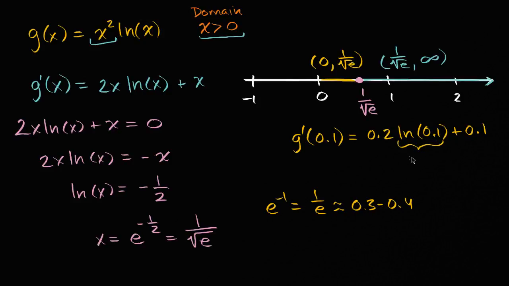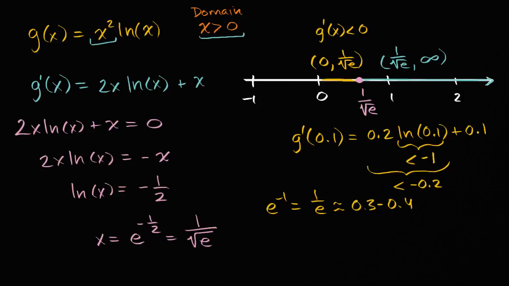So this is going to be less than negative 1. If this is less than negative 1 and I'm multiplying it times 0.2, I'm going to get a negative value that is less than negative 0.2. And if I'm adding 0.1 to it, I'm still going to get a negative value. So over this yellow interval, g prime of x is less than 0. I could have gotten a calculator out and evaluated it a lot easier. So g prime of x is less than 0 in this interval.